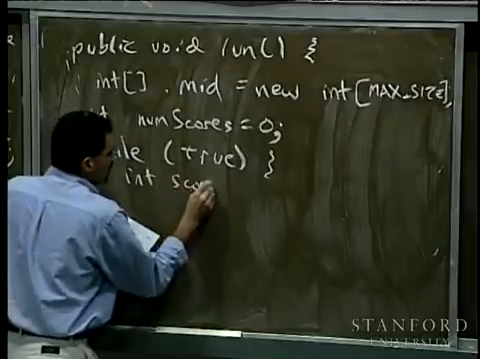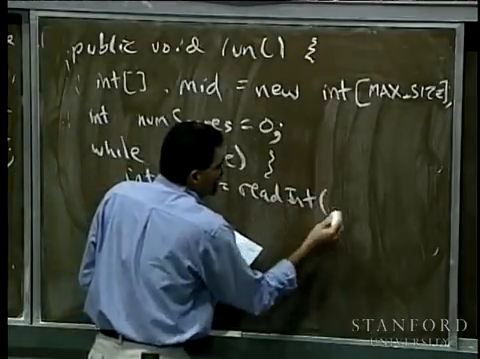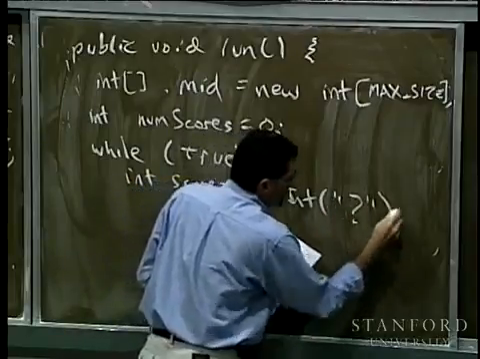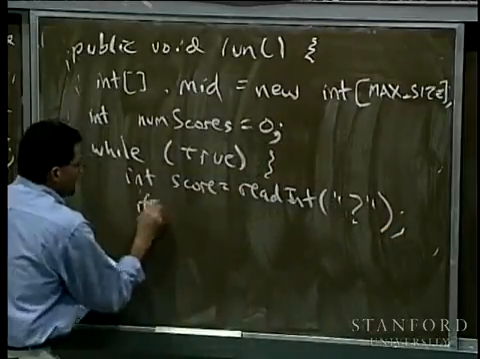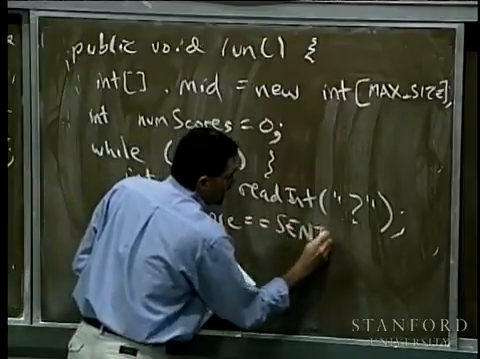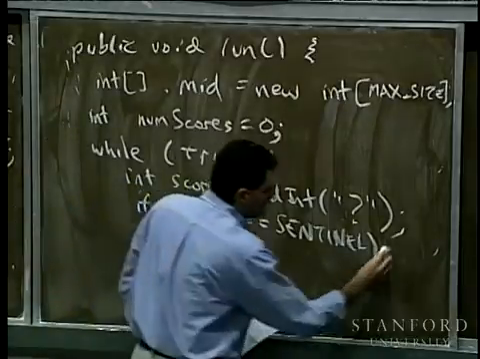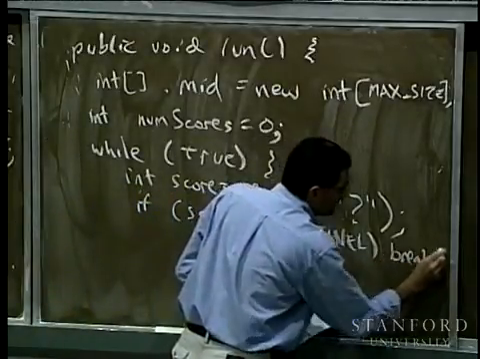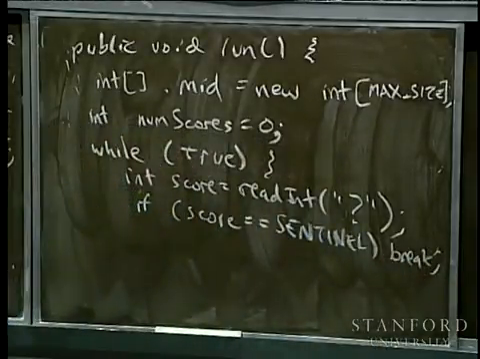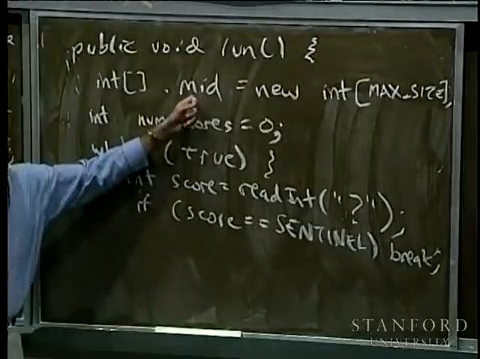Int score, so I'll read one score at a time, equals read int, and I'll ask the user for a score by just putting in a question mark. Then I say if that score is equal to the sentinel, then I'm done, right? They just gave me a -1. I know that's not a real score, so I can just break. But if they gave me a score that was not a -1, so it's some valid score, then I want to store that in my array.